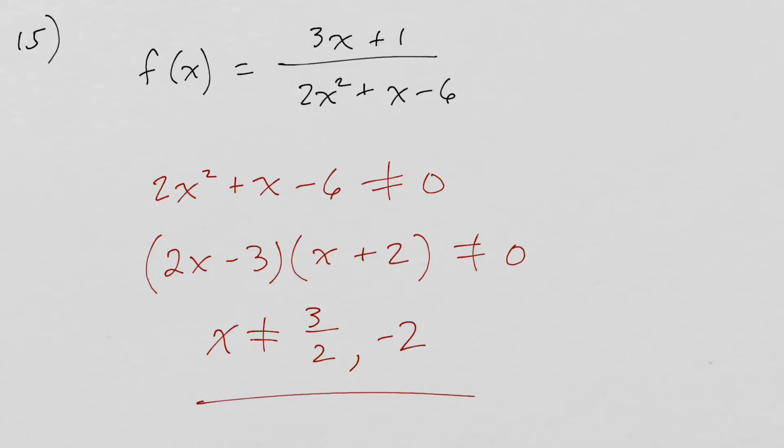That's the domain. It asks you to list the values that cannot be in the domain, and so it's 3/2 and negative 2. It's kind of asking the same thing twice. I'm not sure why it's asking you to do it twice like that.